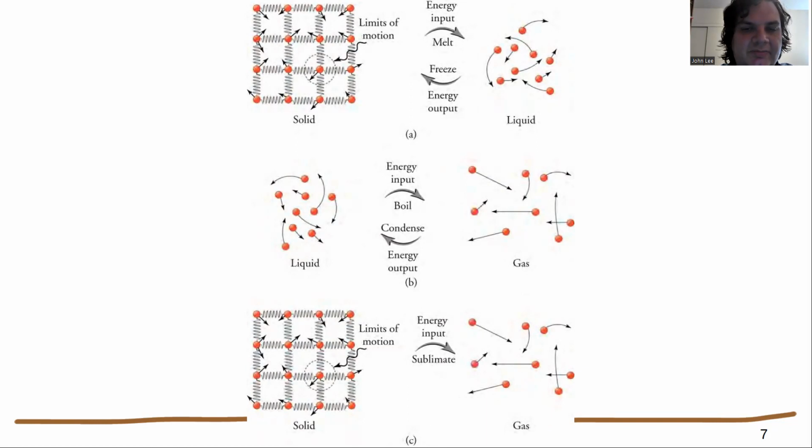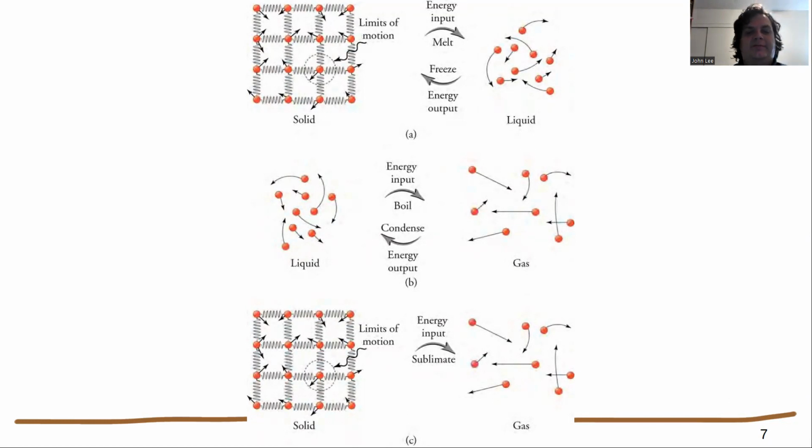For liquids to gas, if you input energy, then that causes the electromagnetic forces to weaken, which turns it into a gas. And if you take away energy, it causes it to condense into a liquid.